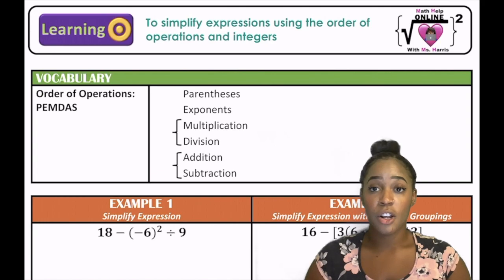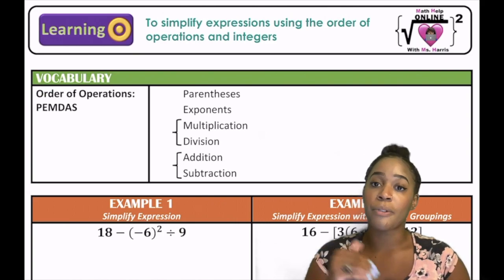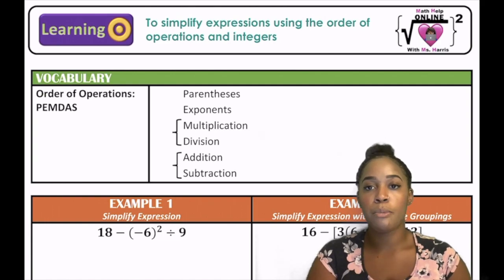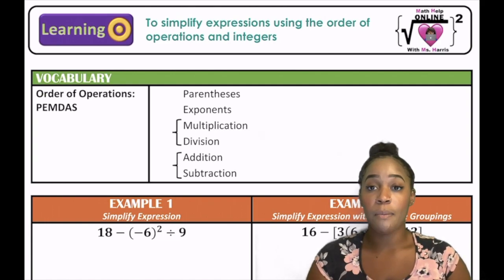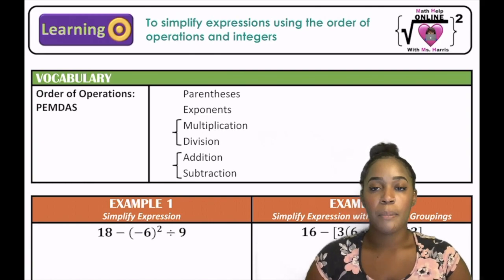Multiplication and division have a little curly bracket there because they're interchangeable. If you see multiplication first, you'll perform multiplication first. But if you see division before multiplication, you can perform division first. And same goes with addition and subtraction. So after you do the first four, if you see addition before subtraction, you'll add first. But if you see subtraction before addition, you can subtract and then add. So just something to keep in mind for why I put those curly braces there.